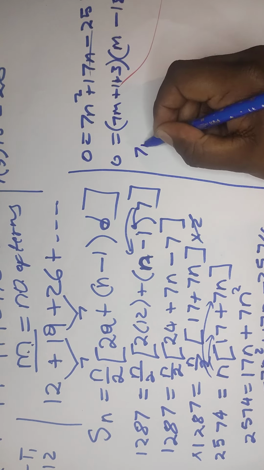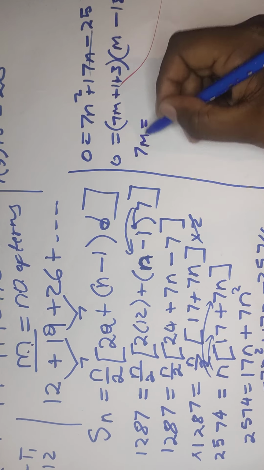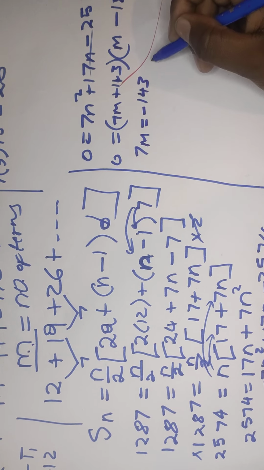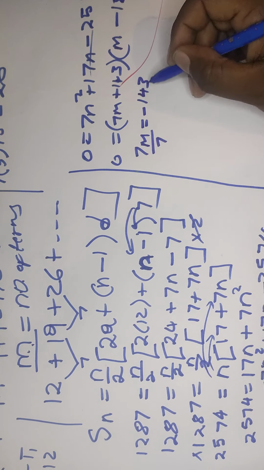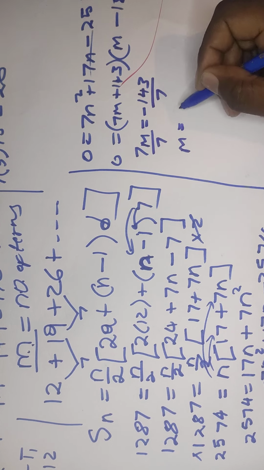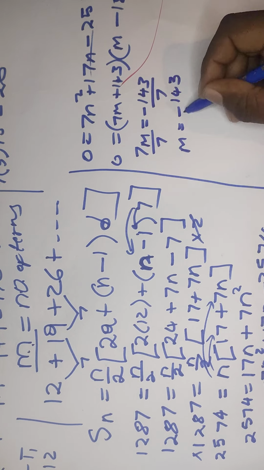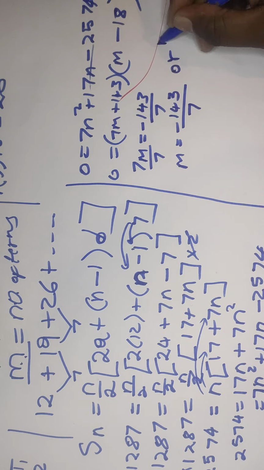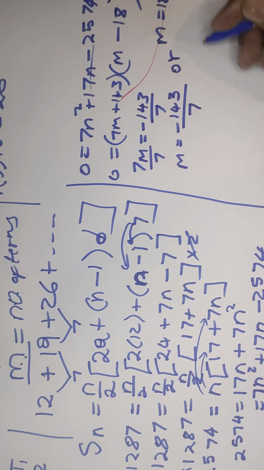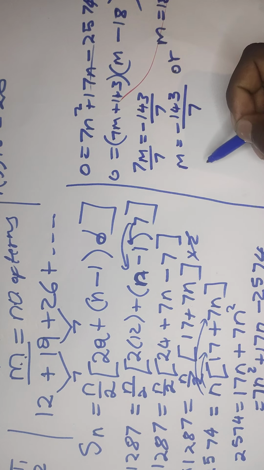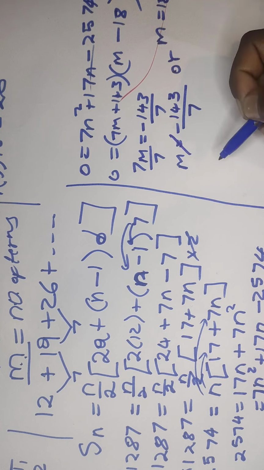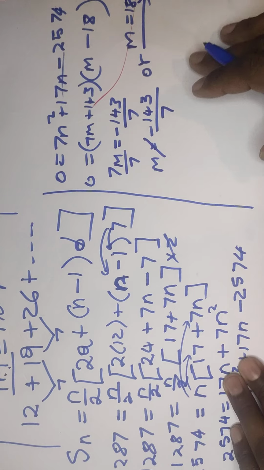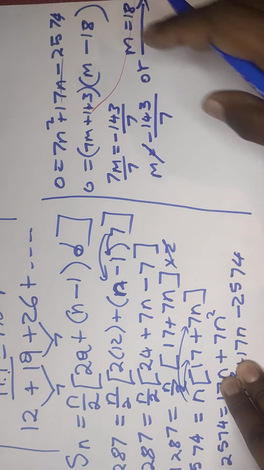So the possible answers are 7m is equal to minus 143, divide by 7 on both sides, so m is equal to minus 143 divided by 7, or m is equal to 18. There's no way that the number of terms can be negative, so we reject this one, and this is our answer, which is 18. The value of m is equal to 18.